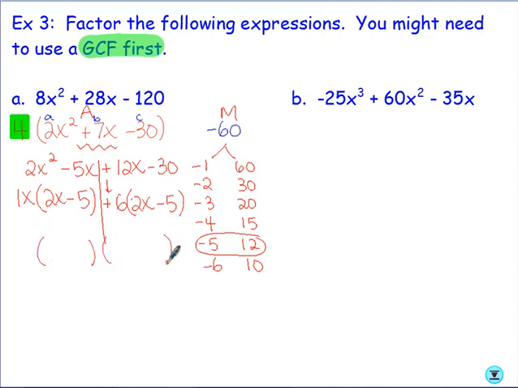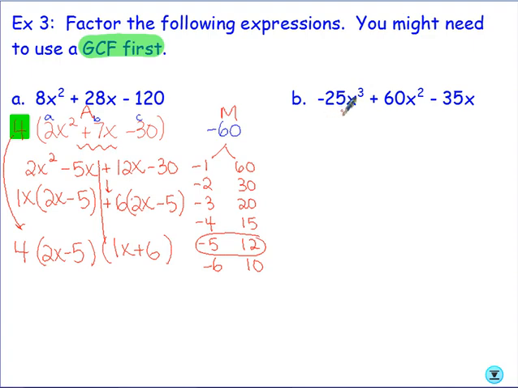We are ready for insides, which are 2x minus 5, and outsides, which are 1x plus 6. However, the highlighted box needs to come down in front. That's the only difference between the first two sets of examples and these, is that you have to do a GCF first. So let's look at 3b together, and then you have 2 to try on your own.